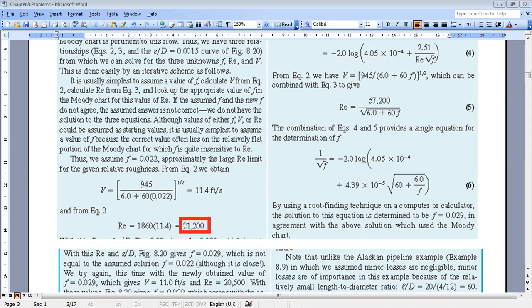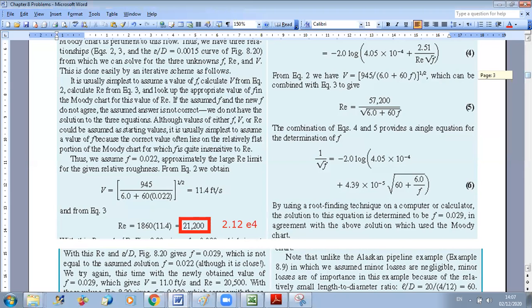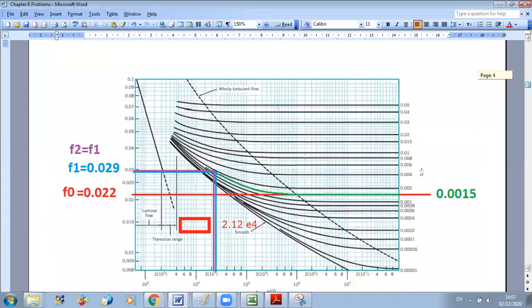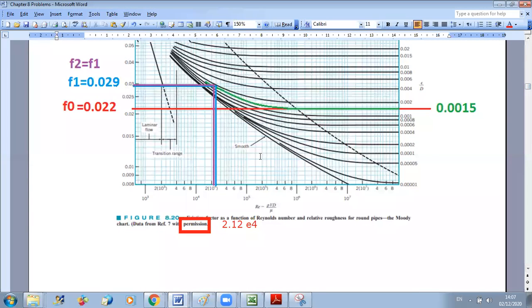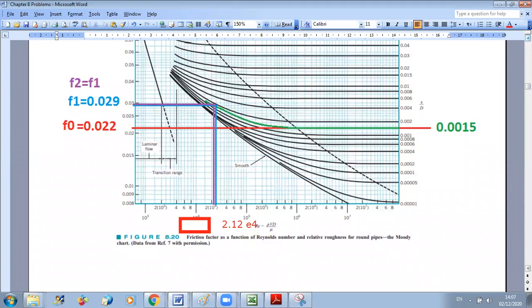Okay. So now what I should do is go to my Moody chart and put Reynolds equal to 21.2 times 10 to the power 3, which is 2.12 times 10 to the power 4. So now I will go to my Moody chart and replace Reynolds by the value I got here from my iteration. Here, 2.12 times 10 to the power 4 is nearly here.